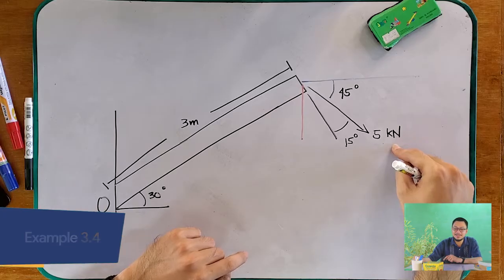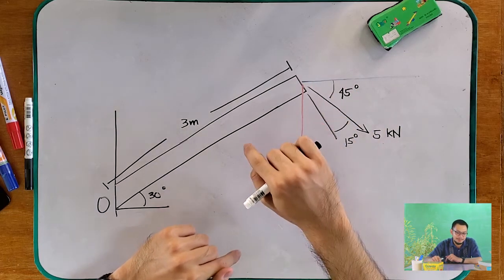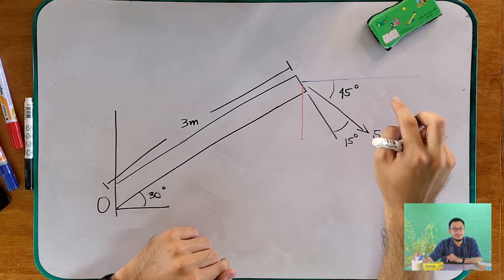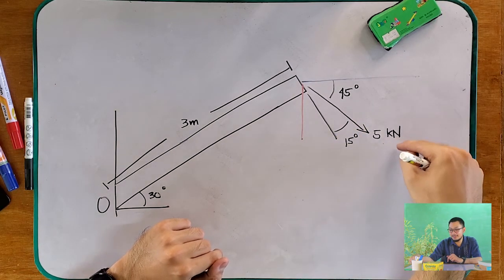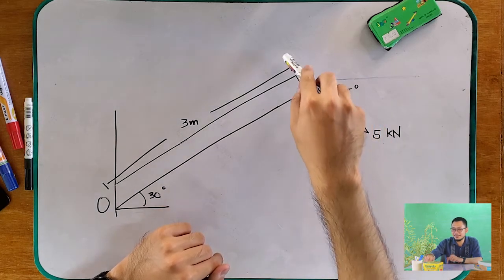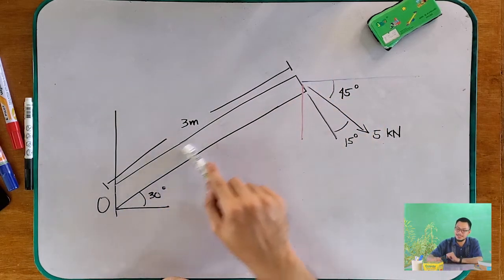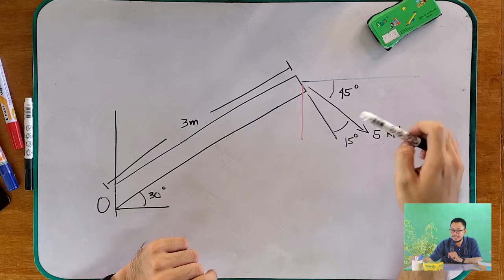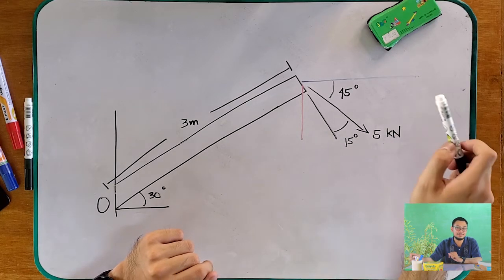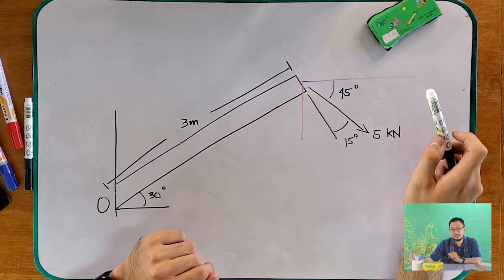I have a force of 5 kilonewtons applied to the end of this beam. The problem is, your 5 kilonewtons is not directed perpendicularly to the direction of your beam. It is directed 15 degrees from it. And we have to determine the moment of the force 5 kilonewtons.